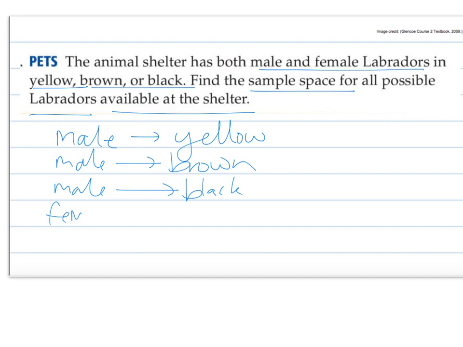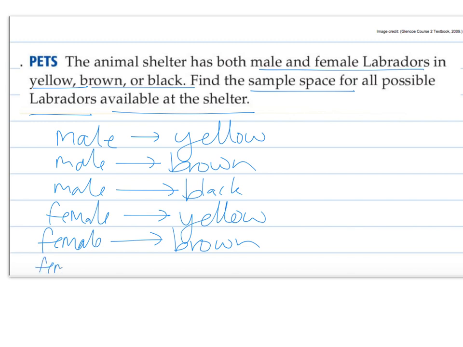I could also have a female that's yellow, a female that's brown, and a female that's black.